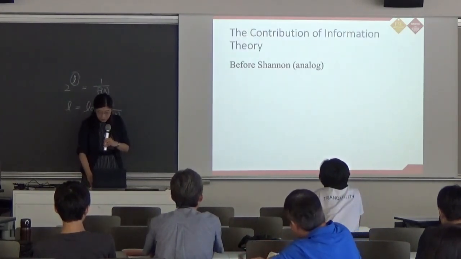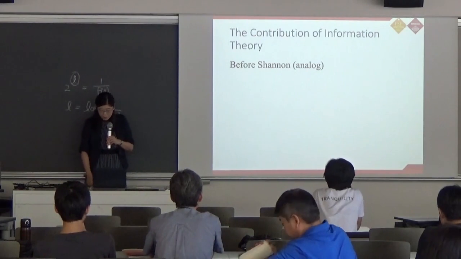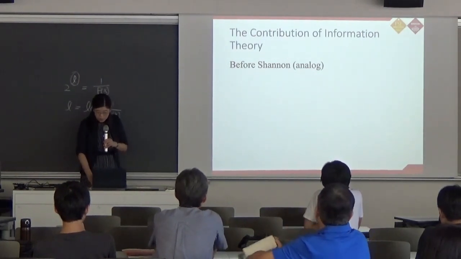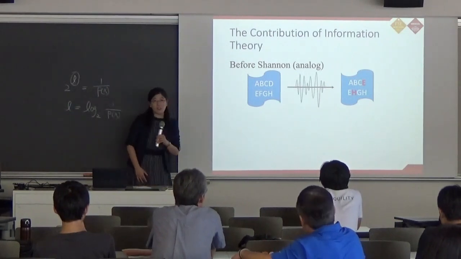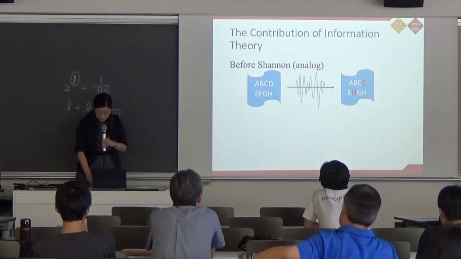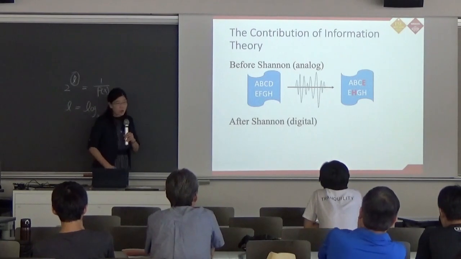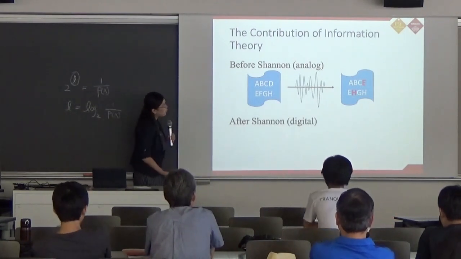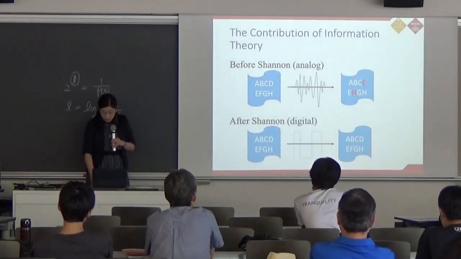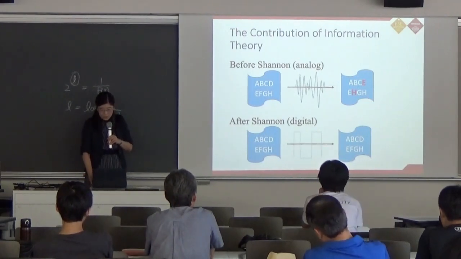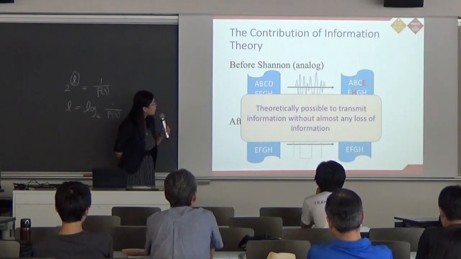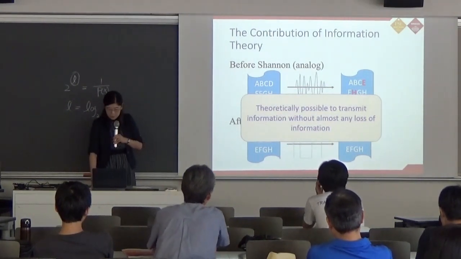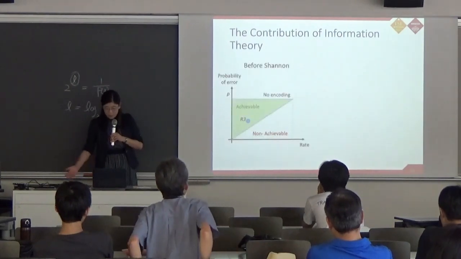Okay, so if we summarize the contribution of information theory: before Shannon, people always used analog signals, which are very weak against noise, very easy to have errors. After Shannon, people changed to the digital world, right? And Shannon also told us theoretically how much data can be transmitted without any loss of information. This is also another achievement.